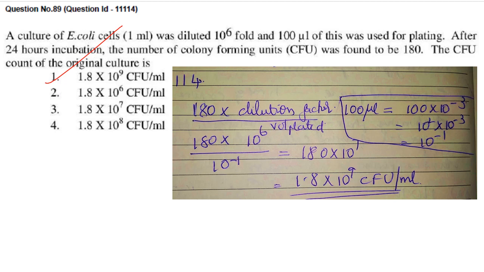Then next one. A culture of E. coli cells was diluted 10 raised to 6 fold. So dilution factor is 10 raised to 6. And 100 microliter of this was used for plating. After 24 hours of incubation, the number of colony forming units was found to be 180.